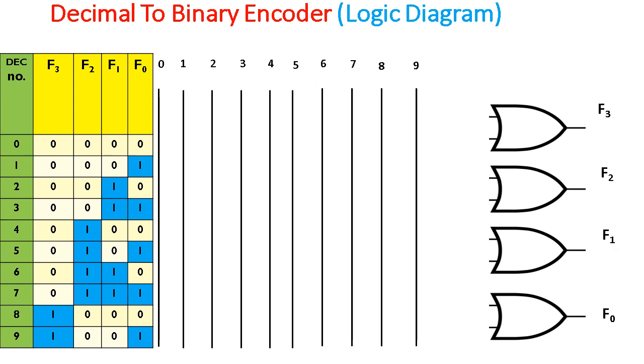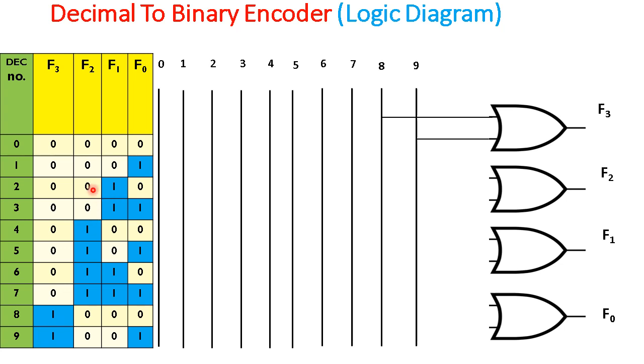Now to draw the logic diagram, we can see here these are the inputs 0, 1, 2, 3, 4, 5 till 9, and 4 bits of output represented with OR gates. So according to the truth table, first we see F3. F3 connects to 8 and 9. That means 8 and 9 will be input to F3.